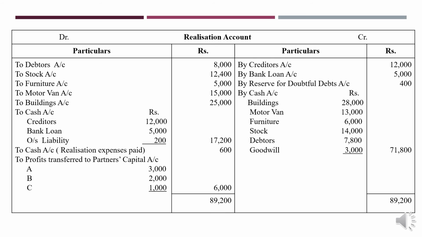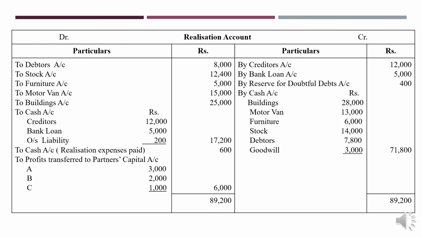Look here. First, assets are recorded on the debit side at their book value. This is very important. Book value of the liabilities is recorded on the credit side. Then realized values: realized values of assets are recorded on the credit side, and liabilities paid are recorded on the debit side. This is very important. And to cash account, 600 realization expenses paid is recorded on the debit side, and hence you find the profit of rupees 6,000, which is distributed among the partners according to their old profit sharing ratio.